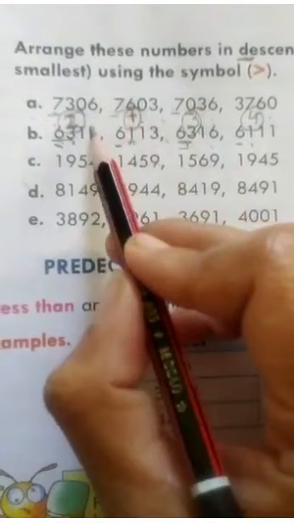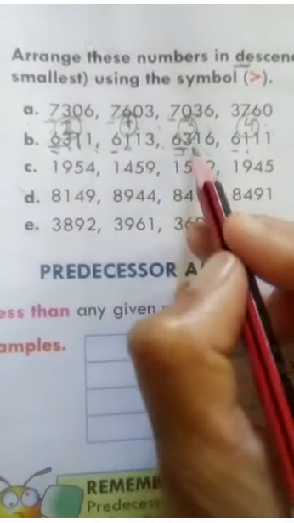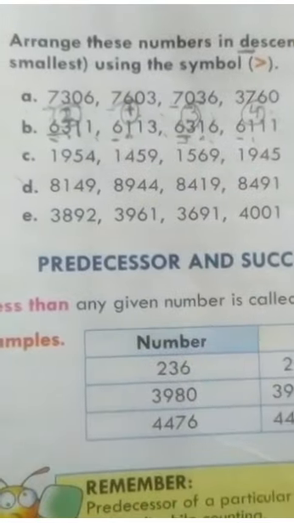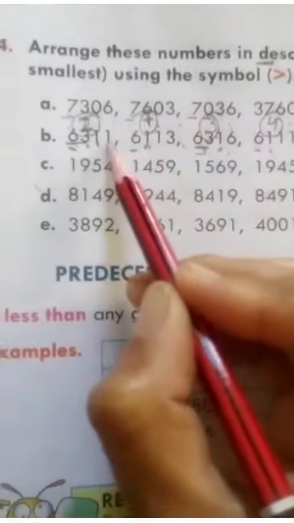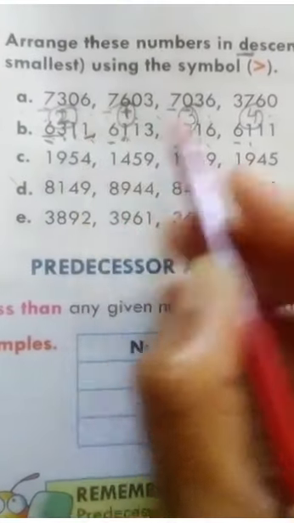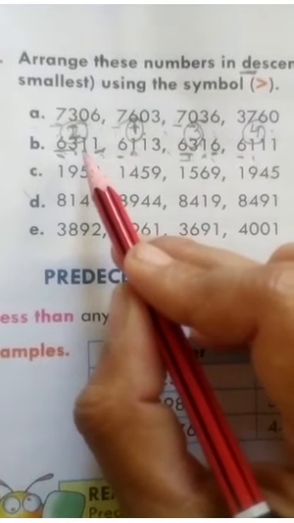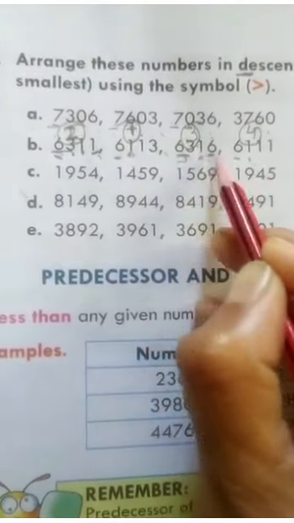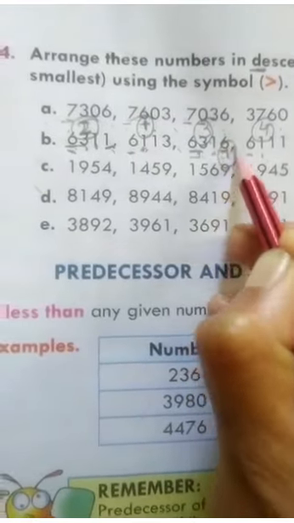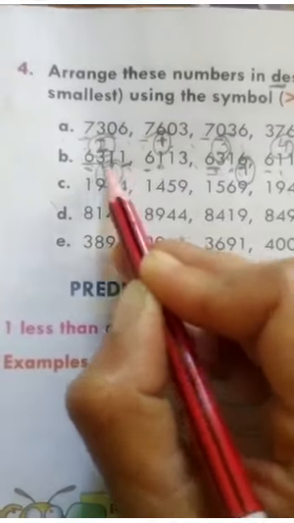अब next we will see the digit under tens place value. Here 1 is there and here is also 1. Still we cannot make it out which is bigger and which is smaller. So we will see the digit under ones place value. Now here 1 is there, here 6 is there. So which is bigger, 1 or 6? 6 is bigger. So 6316 will come at number 1. 6311 will come at number 2.